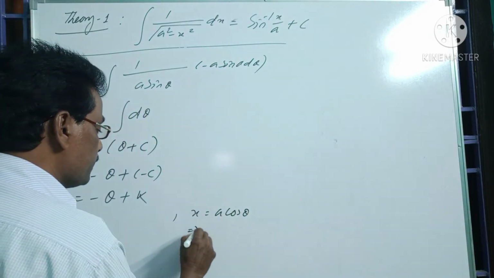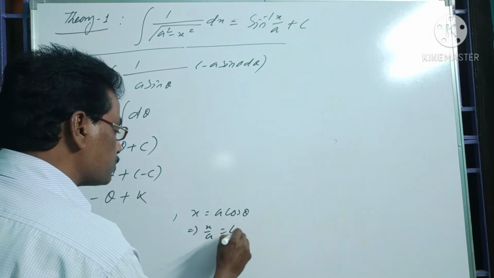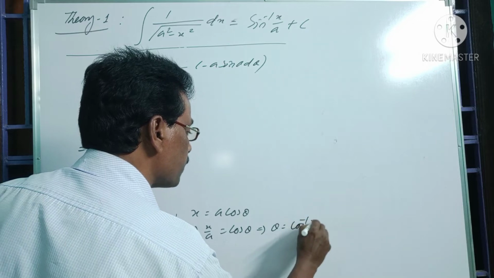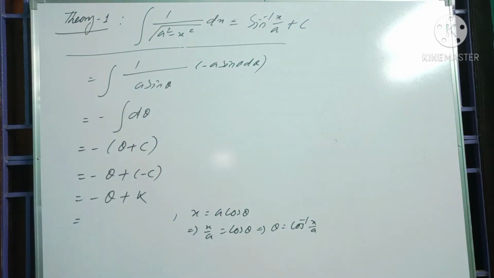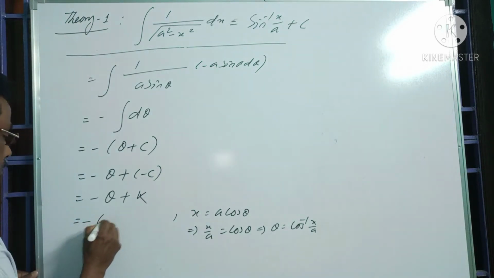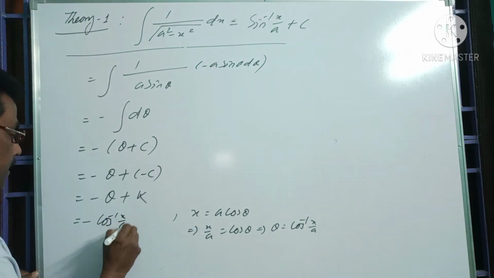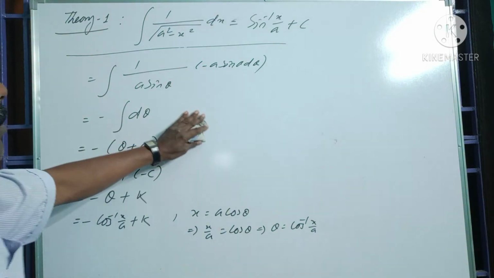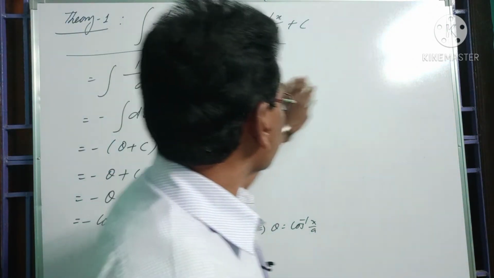So x by a is equal to cos theta, which gives theta is equal to cos inverse of x by a. So replacing theta with cos inverse of x by a, we have minus cos inverse of x by a plus k. So we have already completed the integration.